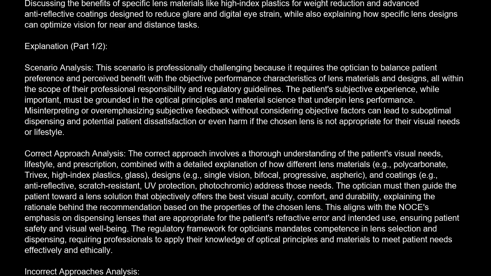Incorrect approach analysis. Recommending a lens solely based on the patient's stated preference for a specific brand or appearance, without a thorough assessment of their visual needs and the objective performance of that lens, is an ethical failure.